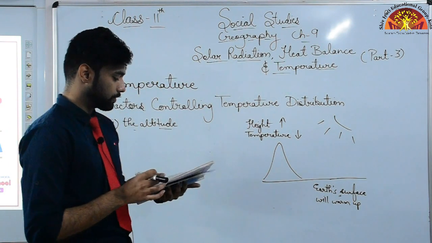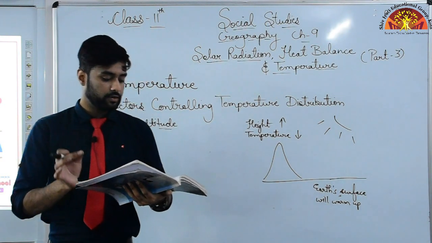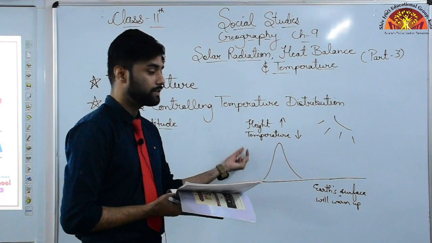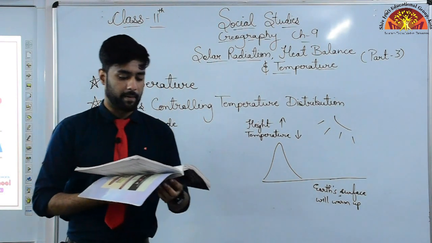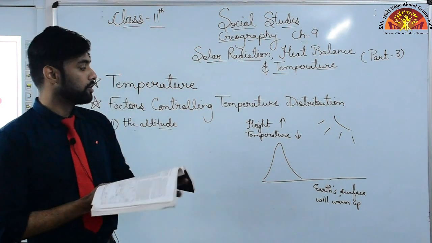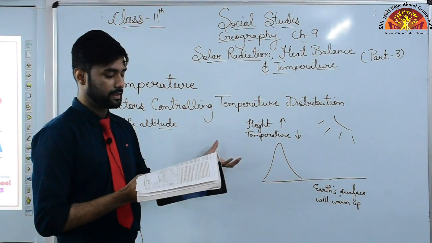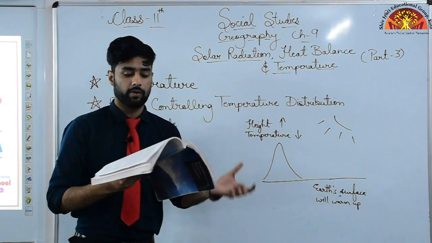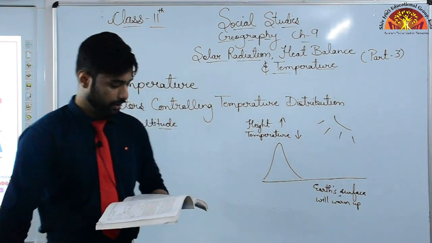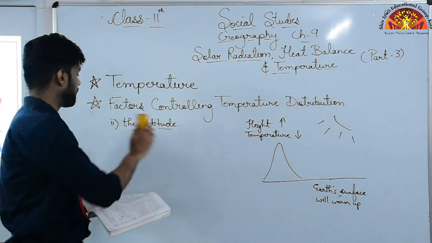What is the normal lapse rate? The rate of decrease of temperature with height. The rate at which the temperature decreases with the increase in height is called the normal lapse rate, which is 6.5 degrees Celsius per 1000 meter. So if you move 1000 meter above the sea level, the temperature will go down by 6.5 degree Celsius. Okay. Now our third point.